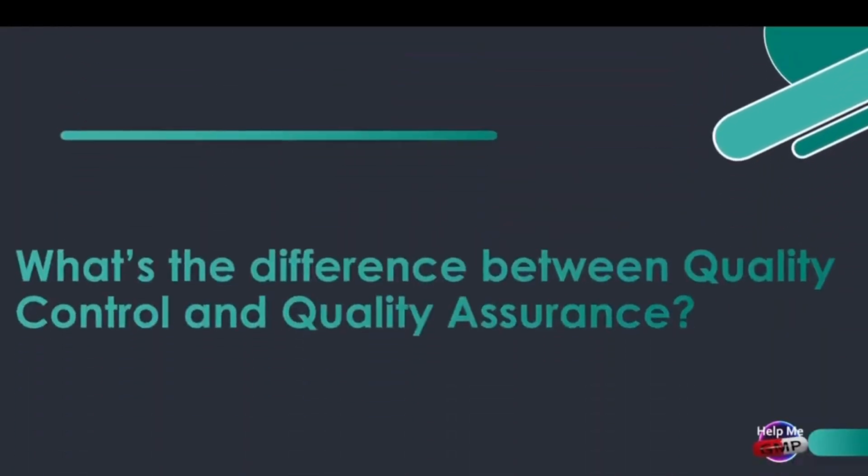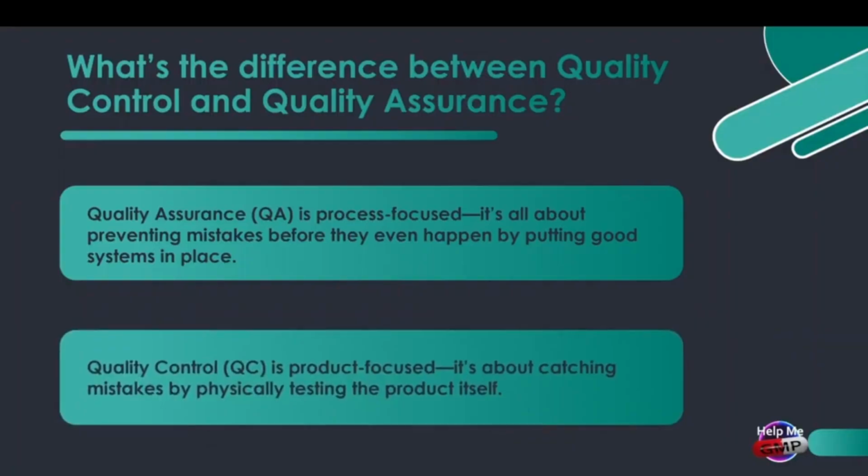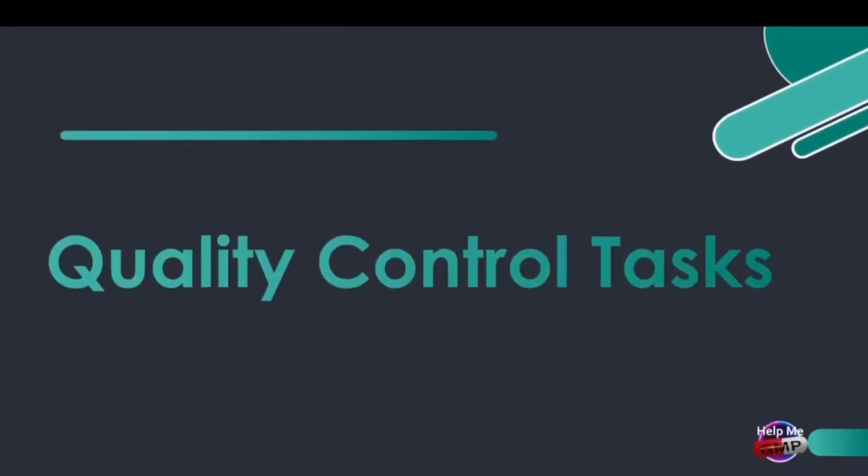So what's the difference between quality control and quality assurance? Quality assurance is all about preventing mistakes before they even happen by putting good systems in place. Quality control is product focused. It's about catching mistakes by physically testing the product itself. You might be wondering, what does a quality control team actually do on a day-to-day basis? Well, their job covers a lot of ground, but here are the key areas.